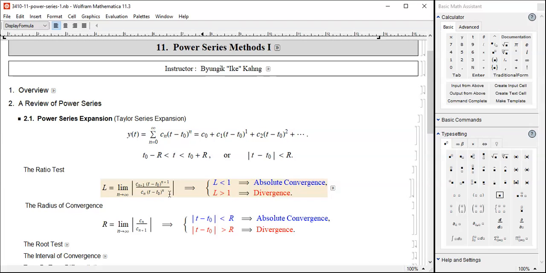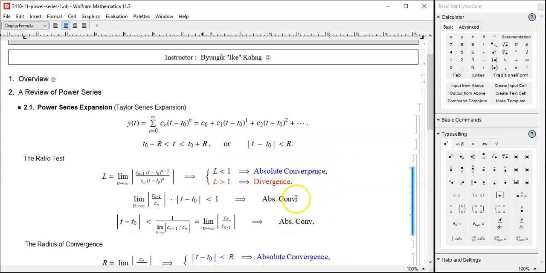If the limit of the ratio is less than 1, then we have absolute convergence. Greater than 1, we have divergence. That's the ratio test. And from here, how can you calculate this radius of convergence? Here's the idea. This limit L is less than 1, then absolute convergence, but then again, t minus t0 to the n plus first power over the nth power will divide itself out, and we have only t minus t0 to the 1 power left, times the limit of this ratio.